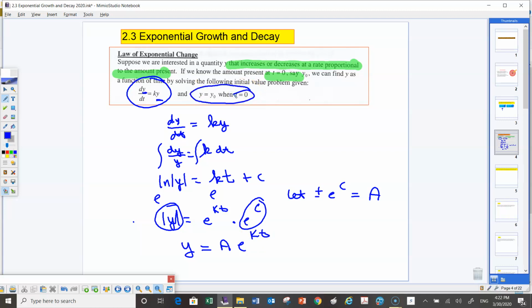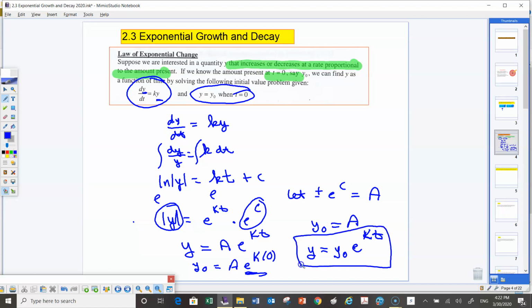Now we're going to use our initial condition, which says at time 0, y equals y subscript o. So in place of y, I'm putting y subscript o when t is equal to 0. So this part right here becomes e to the 0, which is 1. So therefore, y subscript o is just a. And therefore, my final equation is y equals y subscript o e to the kt. And this is the equation of exponential growth and decay.